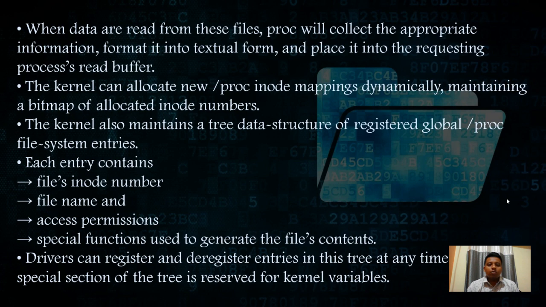The kernel can allocate new proc inodes dynamically, maintaining a bitmap of allocated inode numbers. The kernel also maintains a tree data structure of registered global proc file system entries. Each entry contains the file's ID number, file name, access permission, and special functions used to generate the file's contents. Drivers can register and deregister entries in these trees at any time, and a special section of the tree is reserved for kernel variables.